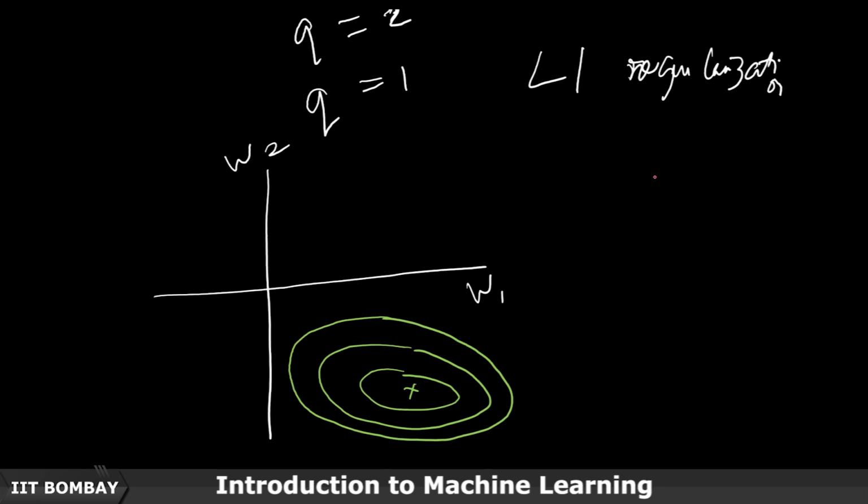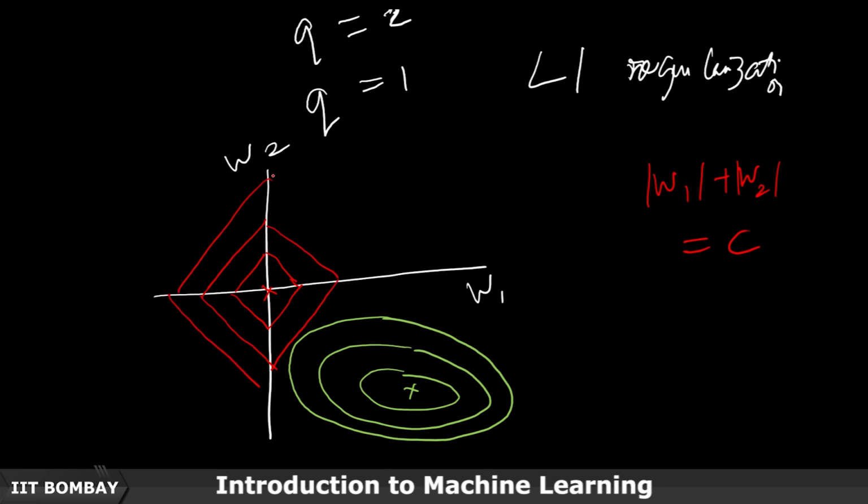So what is the L1 norm? That will be, let's say, mod W1 plus mod W2 is equal to a constant. When this constant is 0, we will get the origin. When this constant is something else, we will get this 45-degree tilted square or rhombus or diamond, and basically your contours will be these 45-degree tilted squares. So again the solution will be where the two contours are tangential. For different values of lambda, we will get different solutions. So for example here these two are tangential.